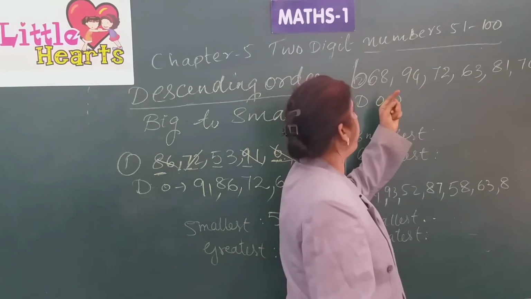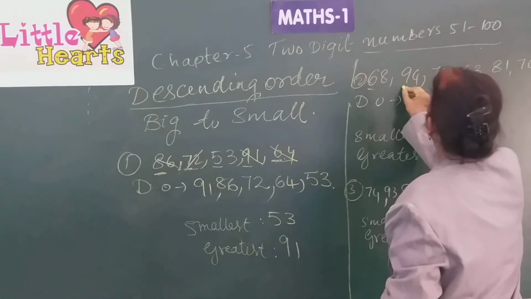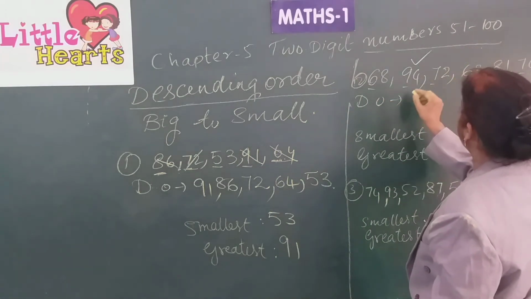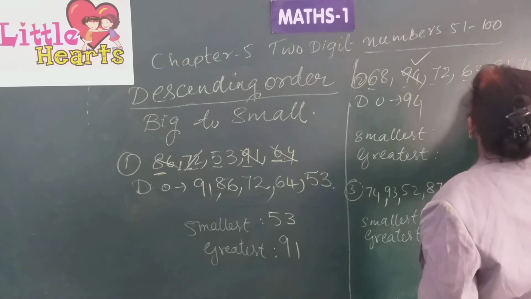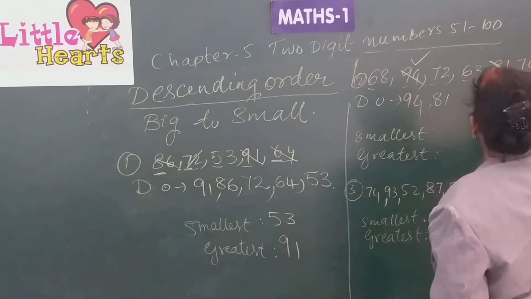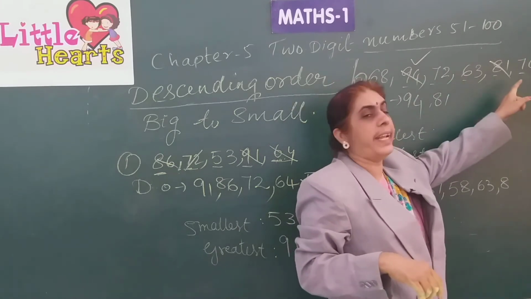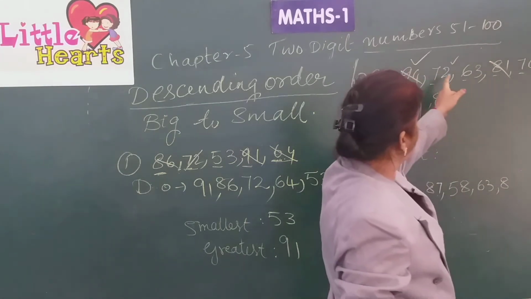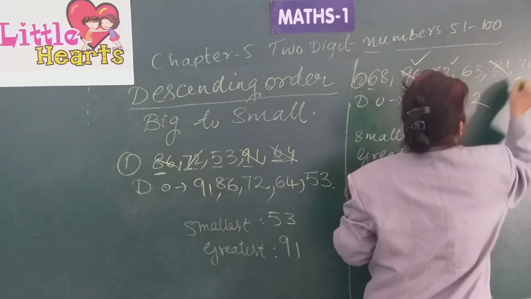And in the next set of numbers 68, 94, 72, 63, 81, 70. See here 6, 9, 7, 6, 8, 7. Among this set of numbers 9 is biggest number, so 94 comes first. And in the tens place next comes 8, 81. And now come, there are 2 numbers with 7 in the tens place. Then compare the ones place digit 0 and 2. So which is big now? 2 is big, so 72 comes next. Next comes 70.